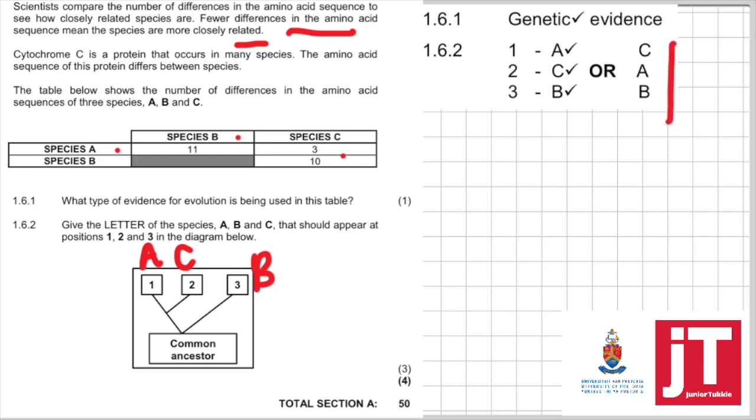And you can see the memo has that option for either or. And the reason why they have 2 options is because the numbers are 11 and 10, so it's easy for the answer to be interchangeable. It could be ACB or CAB.